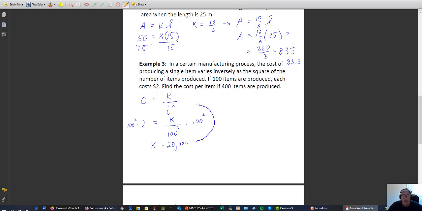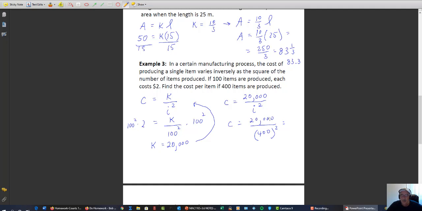So I told y'all, if you're business major, science, there's a lot of different things here that you'll use these applications for. These variation problems, very important. All right, so we're going to rewrite that model, and then we can go ahead and relate that cost to items and so forth now. So it says find the cost per item if 400 items are produced. So we're going to now go ahead and plug that in for I.